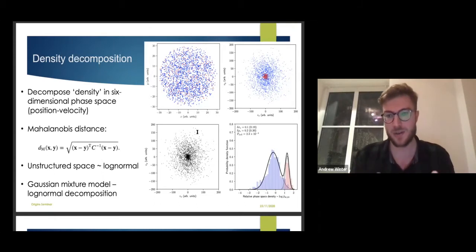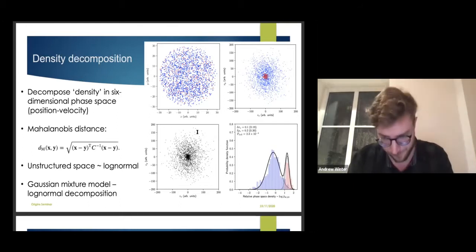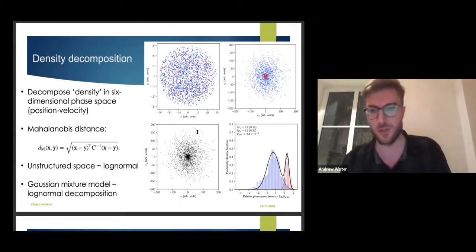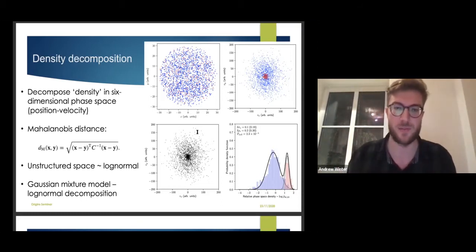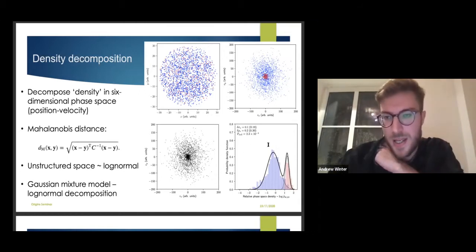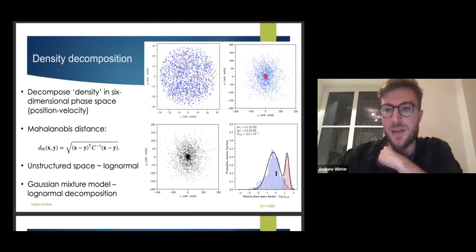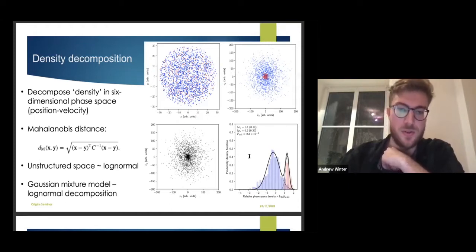But then you make a histogram of the relative phase space densities of all the stars in this region, and you apply a Gaussian mixture model, and you can then pick out essentially your high density and your low density environment. This is done blindly on the full sample, and then the colors are given to the perturbed sample and the field sample. In this case, it's quite easy to pick out this substructure, but in other cases this might not be the case.